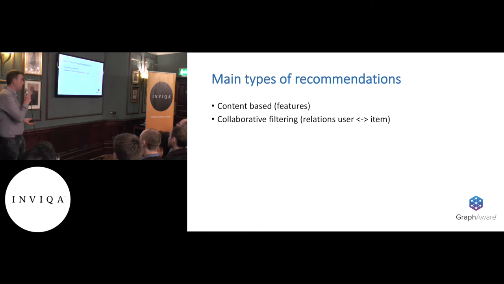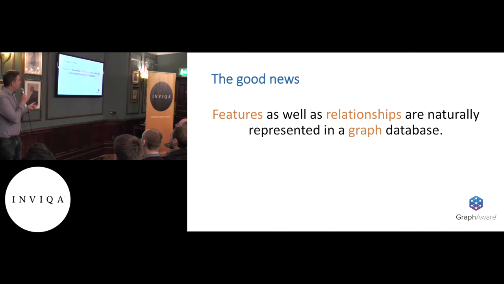We have two main types of recommendation engines for real time. The first is content-based, for example, based on a book that was written by an author or is in the same genre. The second is collaborative filtering, which is more based on user interaction: if my friends like this item, there is a chance that I like this item. There are other kinds of recommendation engines that are not suited to PHP for real time, for example matrix factorization, but that is generally done with other technologies. The good news with graph databases is that the features, as well as the relationships between the user and the item, are naturally represented in a graph.